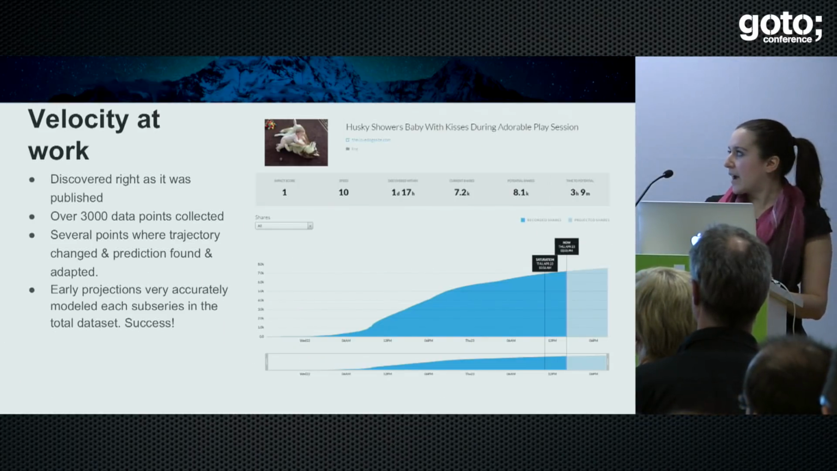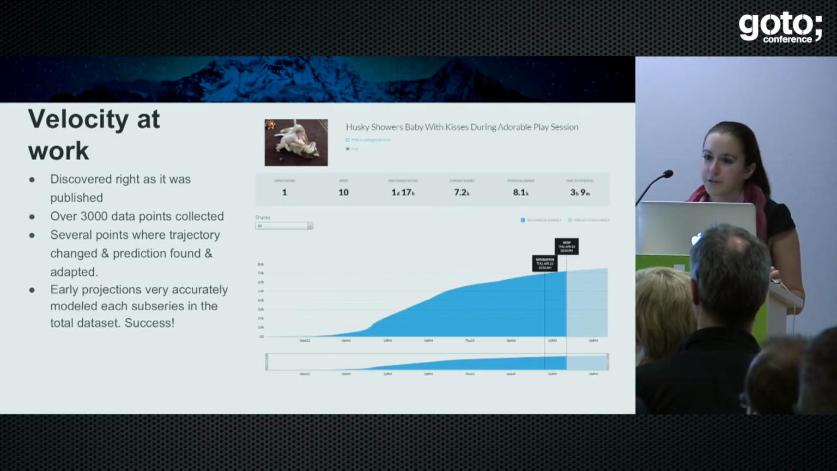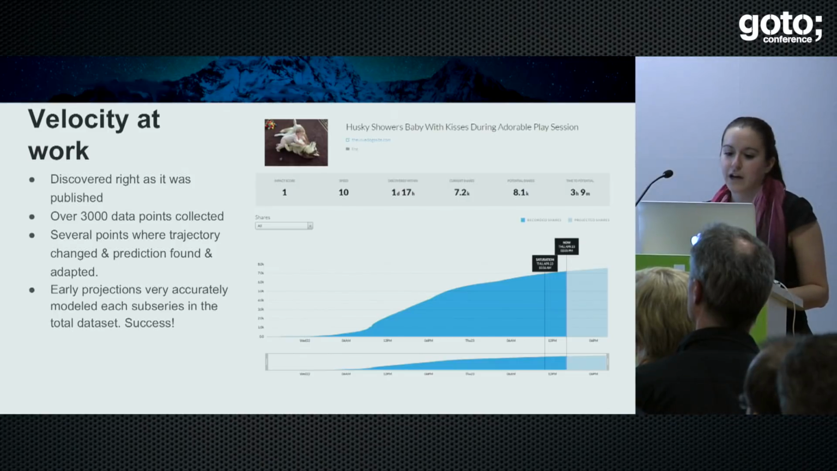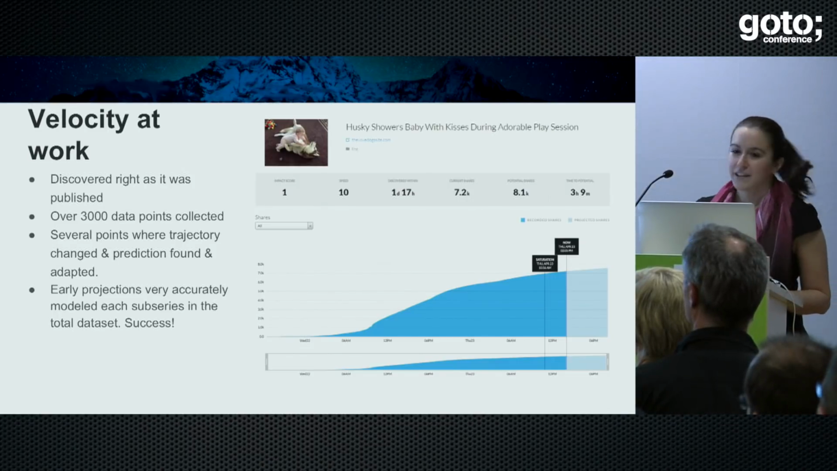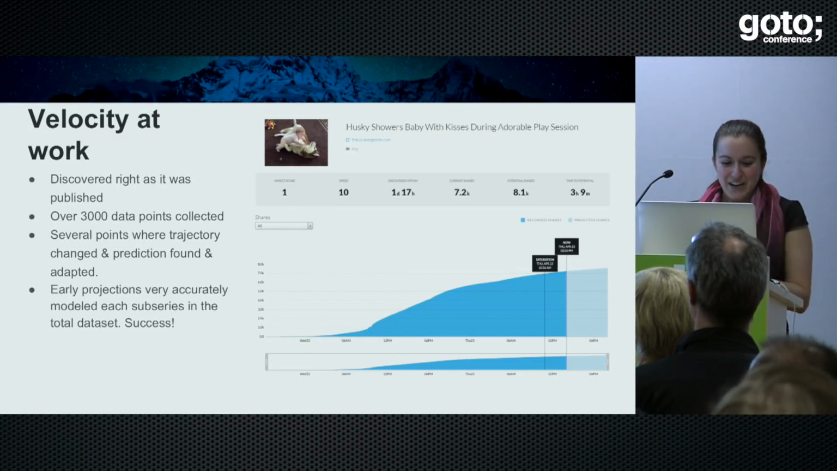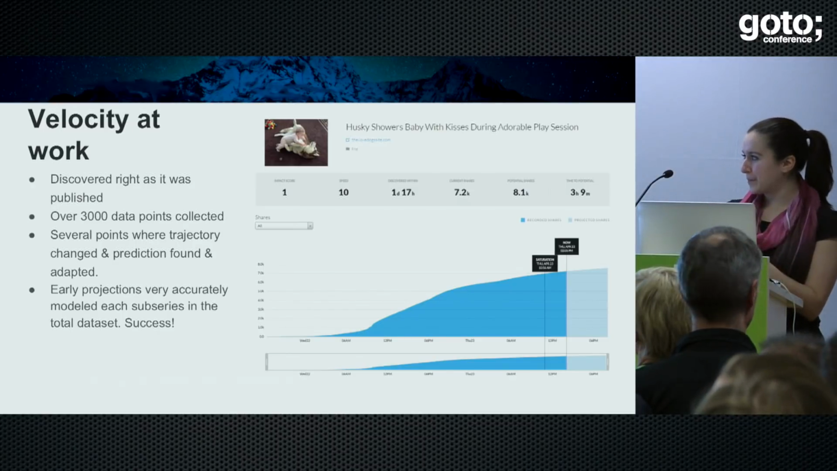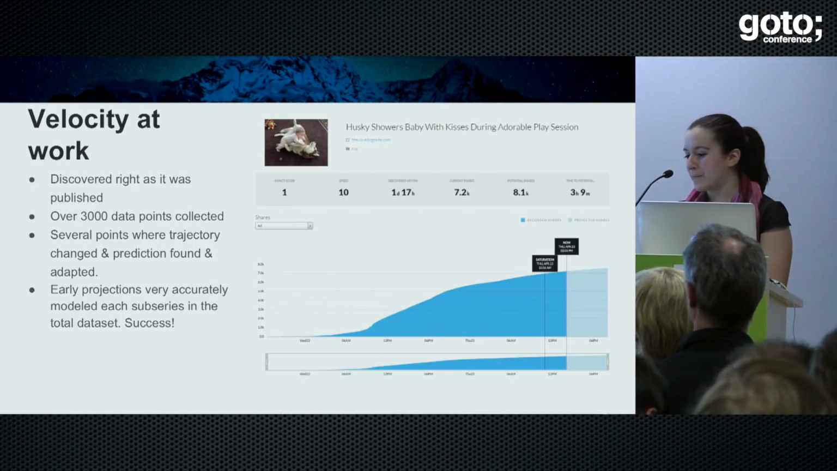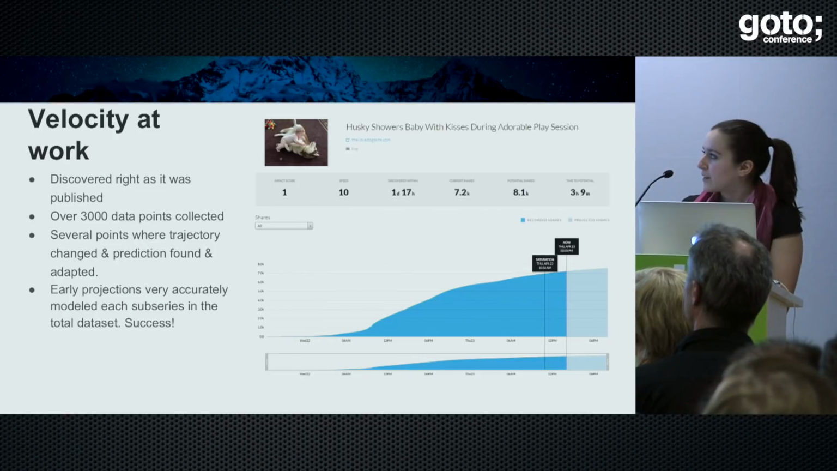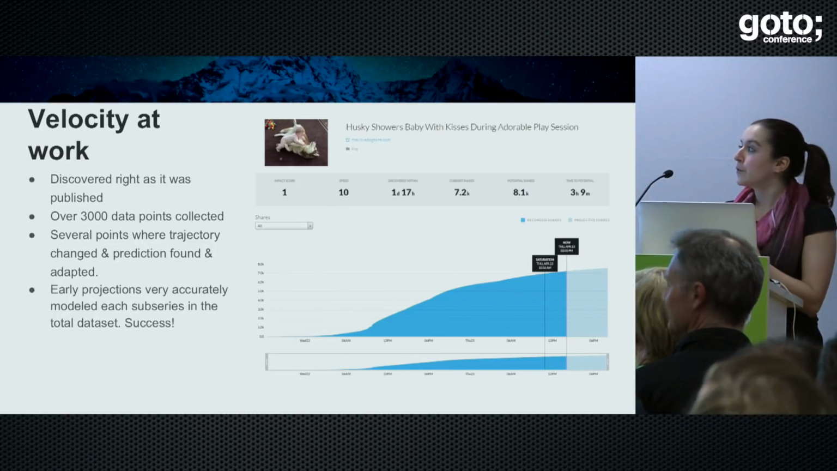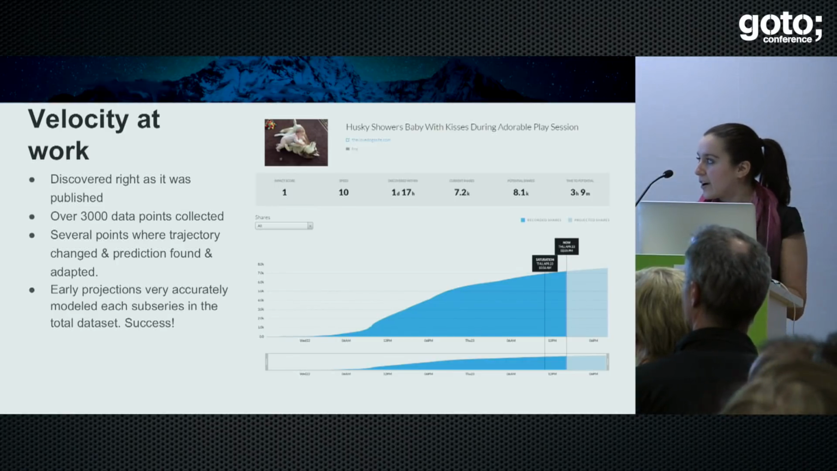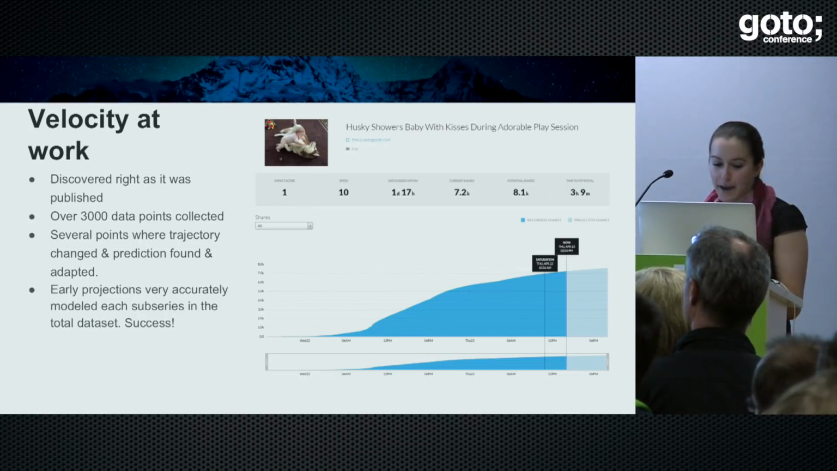So this is actually what the editorial team will see in our in-house product. Here's an example of an article: Husky showers baby with kisses during adorable play session. Like I said, we don't really do hard-hitting journalism. So this was a really good proof of concept for the velocity suite. We discovered this article right as it was published. We collected a bunch of data points around it. There were several points where the share trajectory changed over time and the prediction was able to adapt to it. And then early projections very accurately modeled what was going to happen.